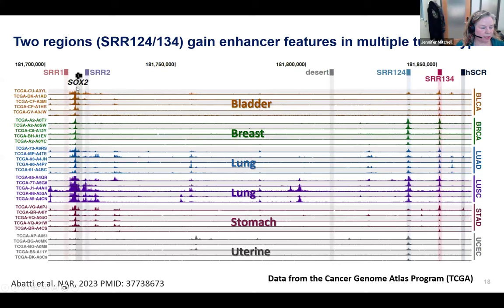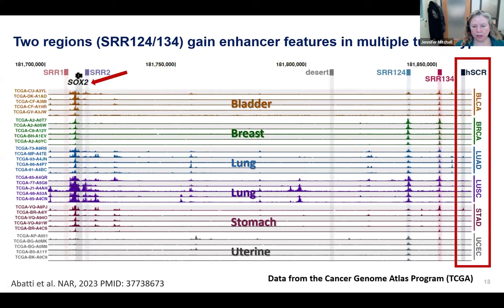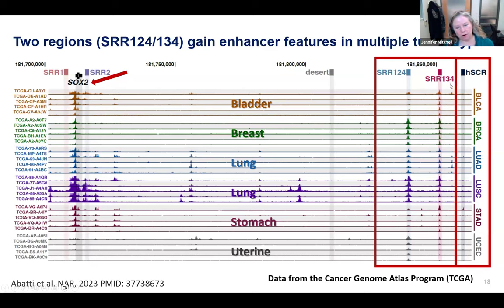And what you can see here is that surrounding the SOX2 gene, there is some open chromatin. So there's the SOX2 gene. Actually, the human counterpart of the mouse SCR that I showed you earlier is showing almost no open chromatin across these cancers and doesn't really seem to show open chromatin in most cancer subtypes. But instead, Luis noticed these other regions that were just a little bit closer to the gene that he named SRR124 and 134 for how far away they are from the human gene, that showed open chromatin across this large number of cancers.